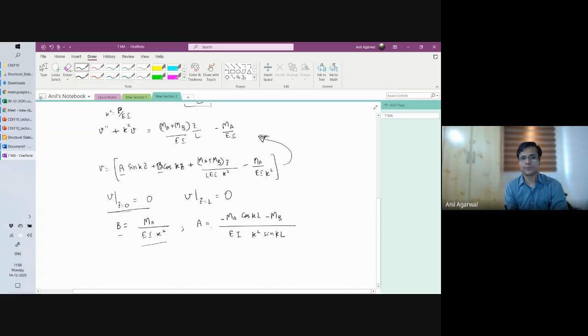This is straightforward. For the A value, you have to substitute the value of z as L. So B was already known to you, so you can get the value of A, which turns out to be this much. Fine. So with the knowledge of A and B, what have we got? Basically, we got the value of V everywhere.